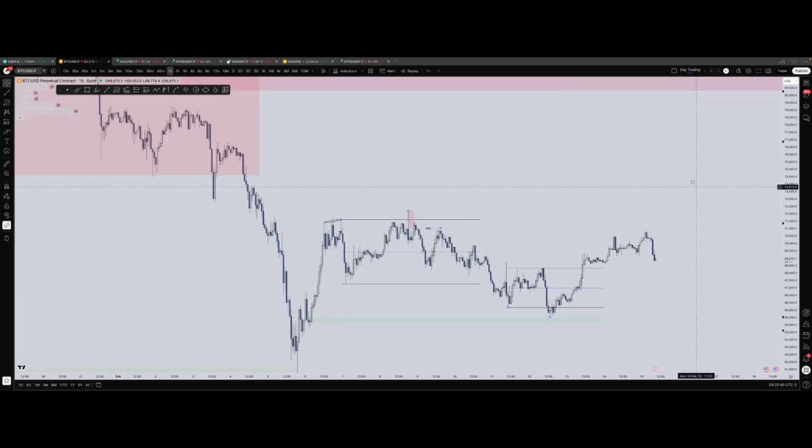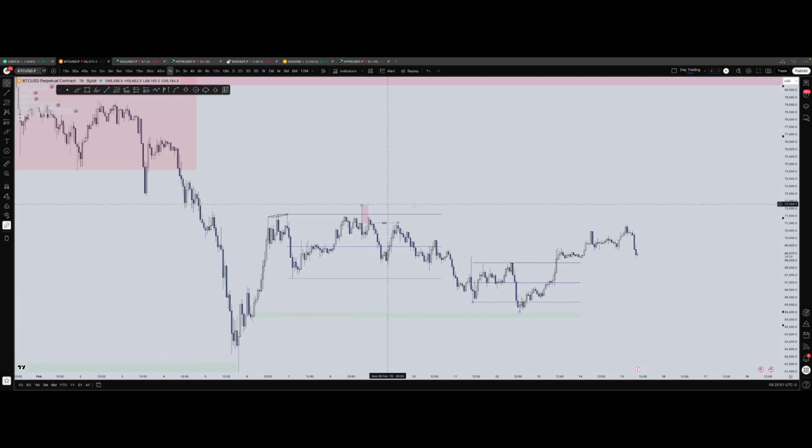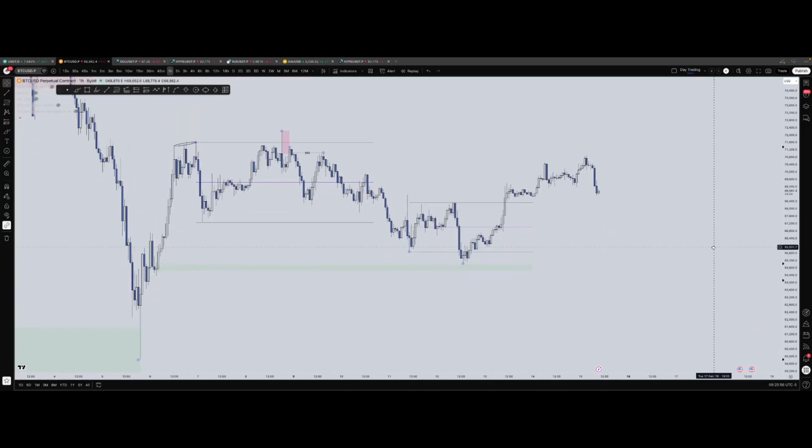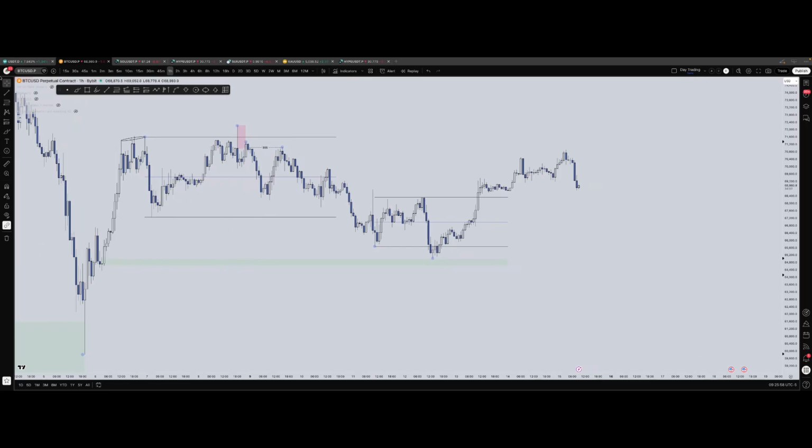So on Bitcoin, we actually nailed this range over here, the price behavior. It didn't really provide us with any entries for the trades that we want to take. But regardless of that, we actually nailed that expectation on the market, which is always nice to see.